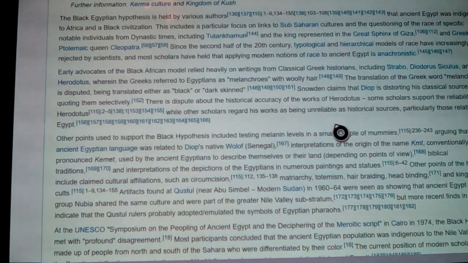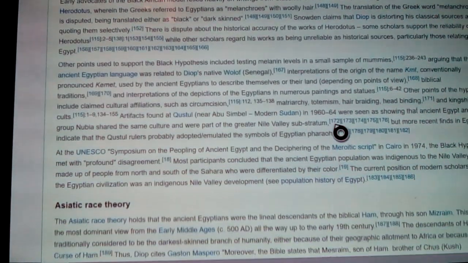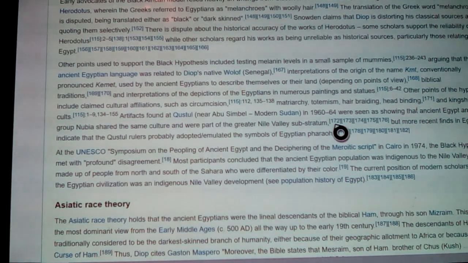While other scholars regard his works as being unreliable as historical sources, particularly those relating to Egypt. And then there's a bunch of sources after that, because why? Well, it's well known now that, well, he says this, but here it is. And he says this, and here it is. And the people he was talking to weren't even Egyptians, and there it is. And it just goes from there. So really, it's a moot point to try to use Herodotus, but Herodotus says other things about chasing vile Negroid troglodytes on chariots, but they want to tell you that that's a no-no.